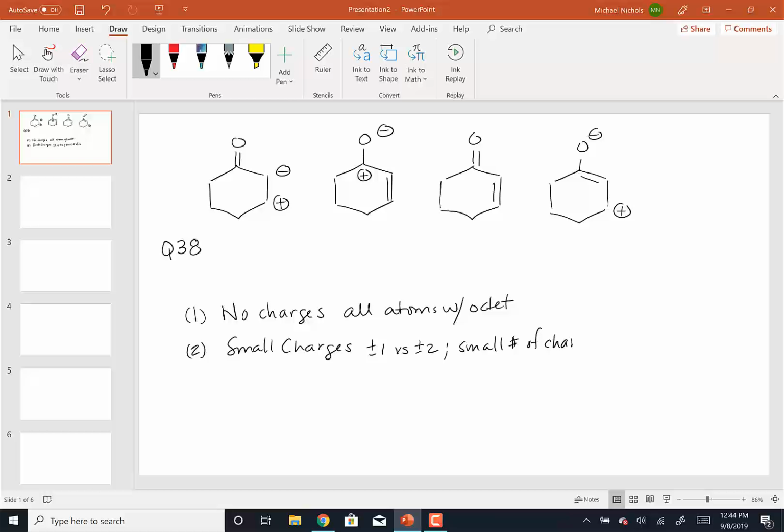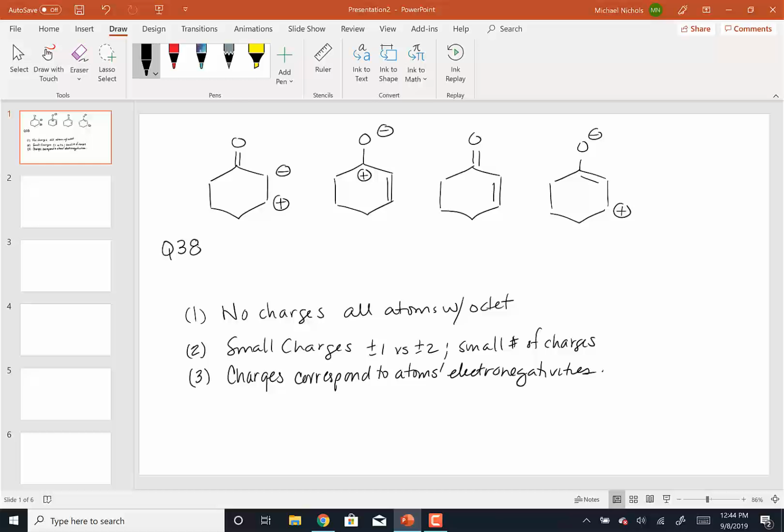A small number of charges would be, for instance, just one charge or two charges as opposed to 3 or 4. And then number 3, the third rule: if there have to be charges, we want them to correspond to the atoms' electronegativities.